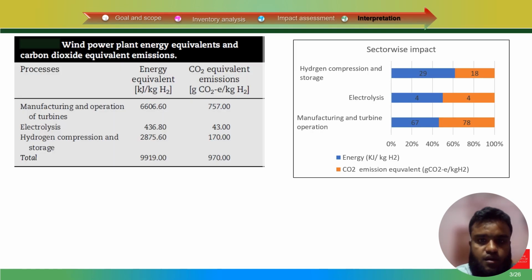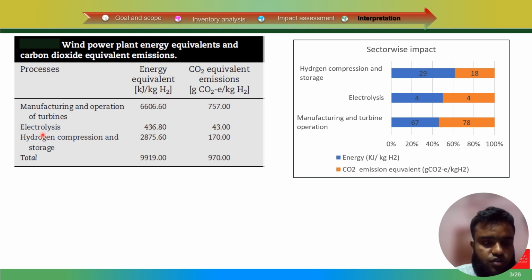Now the last one is the interpretation of the results. So in previous slides we saw manufacturing. These are the 4 steps of the process we considered in this study: manufacturing and operation of the turbine, which cost a total energy of 6,606 kilojoule per kilogram of hydrogen production.